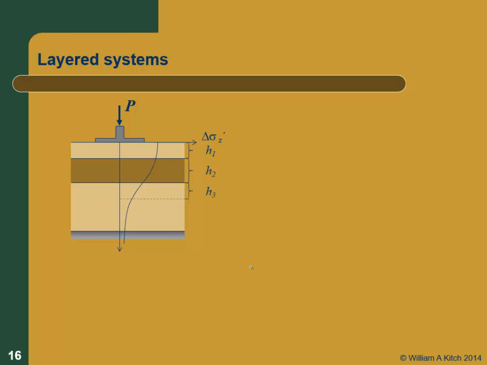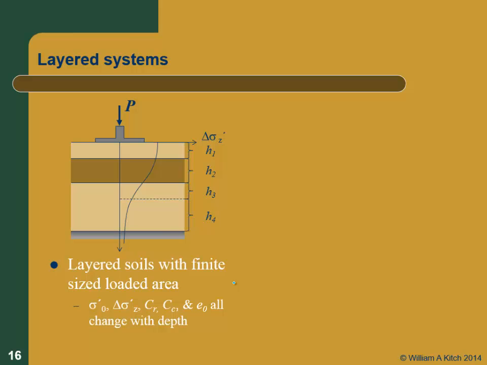So I've got a soil. I'm going to divide it up into layers to do my calculation. And in each one of these layers, if the soil is a finite size layer, sigma prime 0 is clearly changing as I go down, right? Because the overburden stress is increasing. Delta sigma z is changing as I go down in depth because of a load distribution, because of elastic load distribution. C sub C and C sub R and E naught all change with depth.